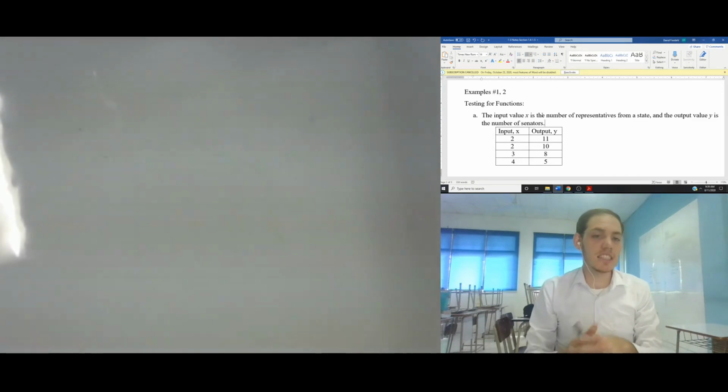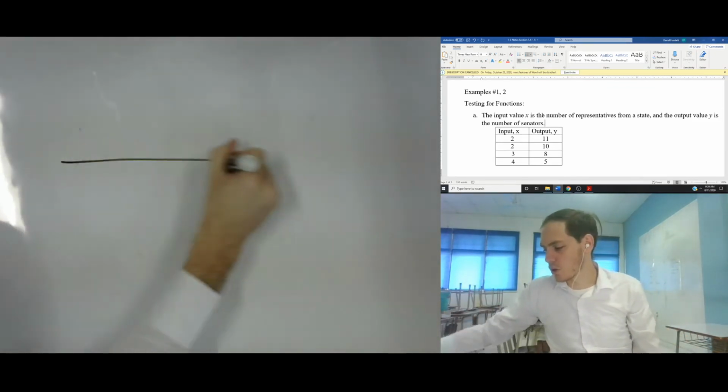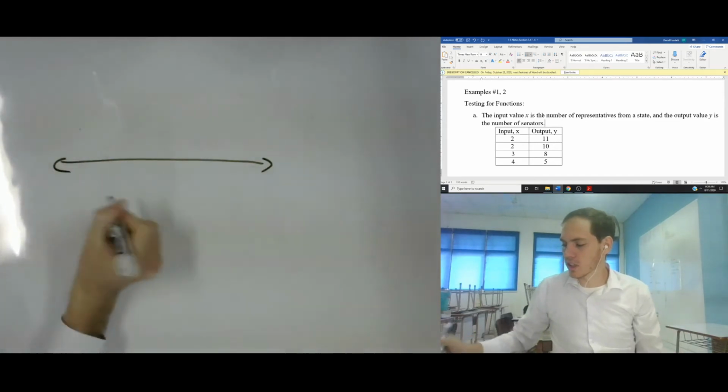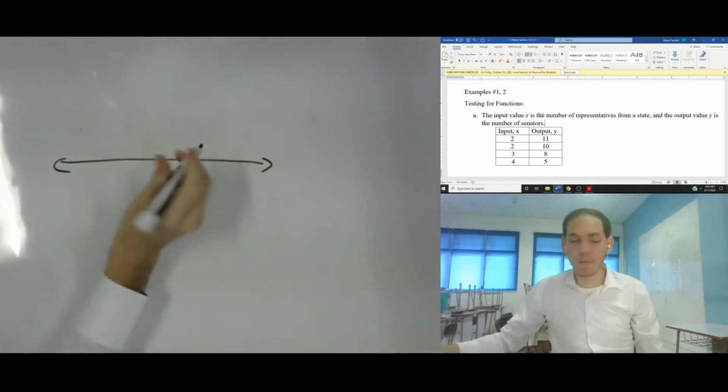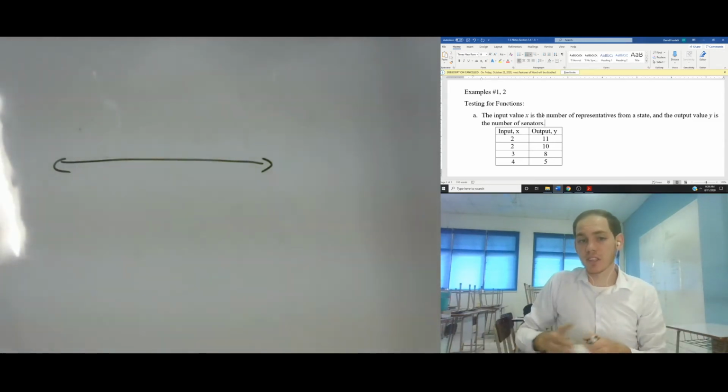So yeah, you could have 2 representatives, but they're always going to correspond to 2 senators because each state has 2 senators, but they have different numbers of representatives based on population. Okay, so the senators stay the same, whereas representatives might change. So that would be like a horizontal line. And is a horizontal line a function? Yes, it's a function with no slope, but it's still a function.